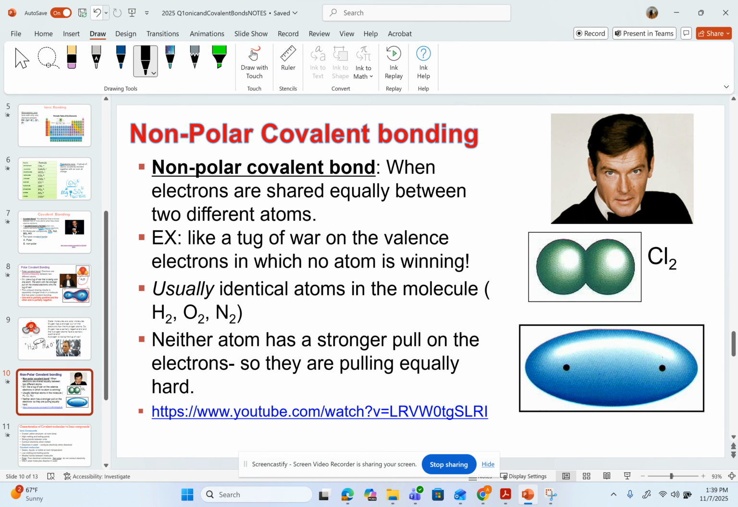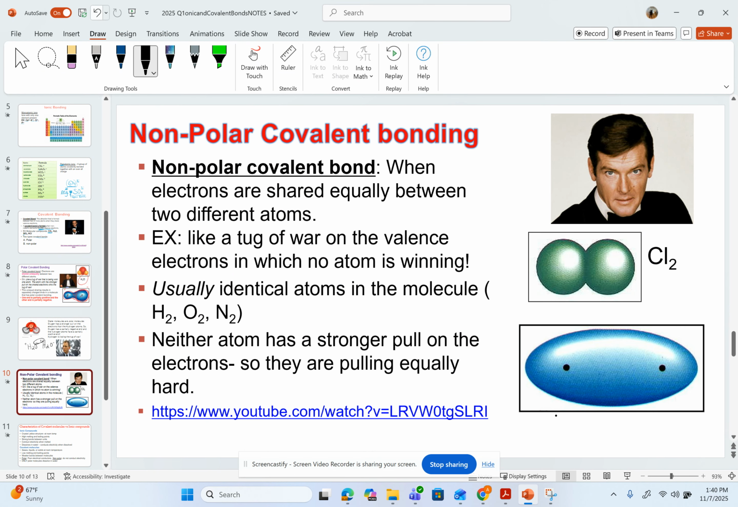Okay, so the next type of covalent bonding is called nonpolar covalent bonds. And this is the sharing of valence electrons between two atoms, not different atoms as in they have to be different elements, but two individual atoms. So the electrons are shared equally.